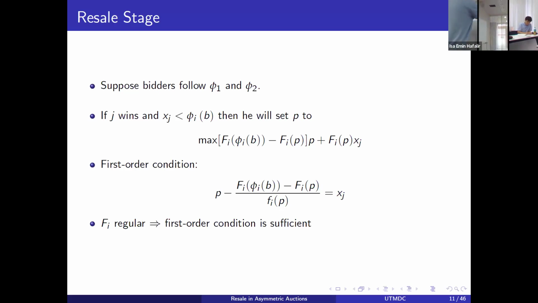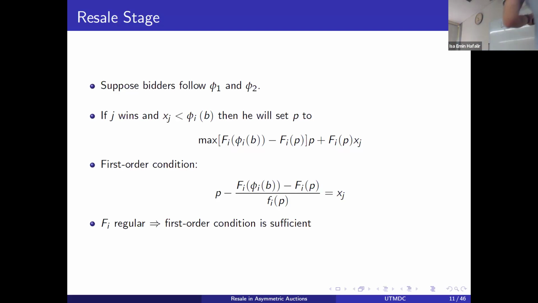These are my value distributions, F1, F2, and these are going to be my bid functions. This is beta 1, and this is beta 2. And the inverse of it is going to be denoted by phi 1 and phi 2, all right? So bidder 1 will be bidding less than bidder 2 for the same value.